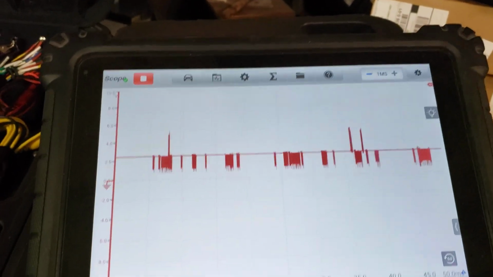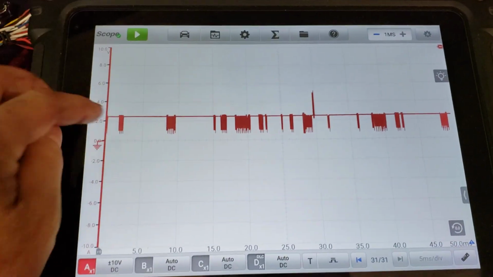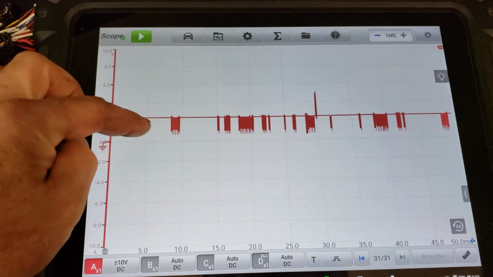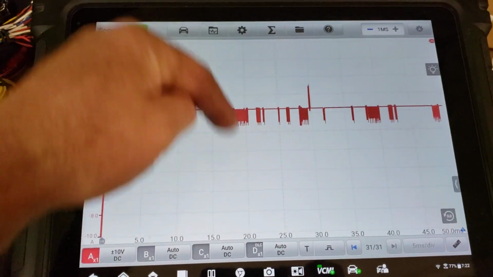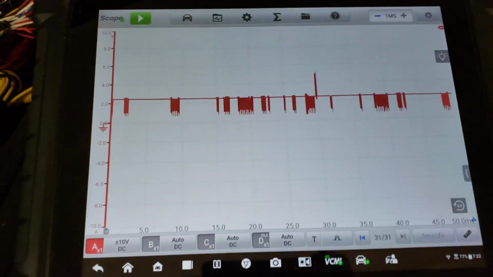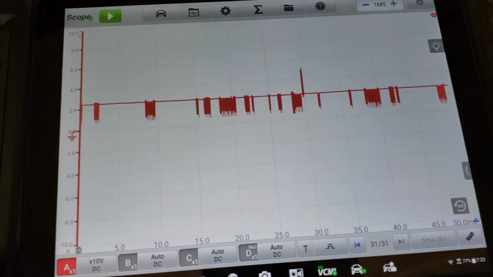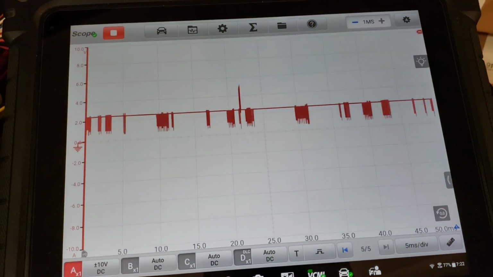Now we're on 5. I gotta make my scaling bigger. Anyways, this is CAN high. Bias voltage is fine, but these should be going up. But why do we have it going down? That doesn't make any sense. We got to figure out what is going on with this bus.